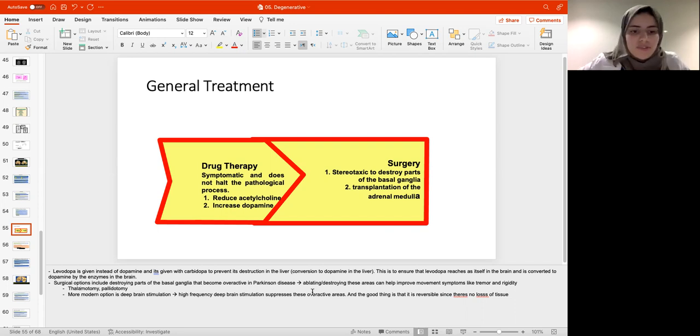And that's what you need to know for the surgery. And the drug therapy: their main goal in Parkinson's disease is to increase dopamine and decrease acetylcholine, while in Alzheimer's disease, they want to increase acetylcholine. That's why they give cholinergic agonists, cholinergic drugs there. Okay.